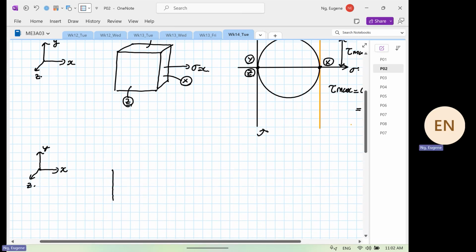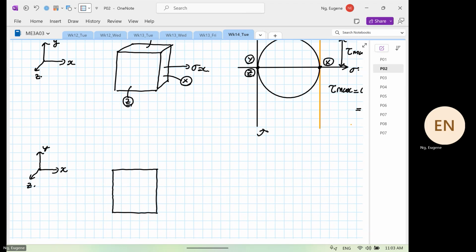is when we have a case where this is our element now. And for this case, we have a normal stress X. We have zero stress Y. But we have shearing stress. So we have our shear XY equal to shear YX. And then from here, this is our point X, this is our point Y, and this is our point Z.